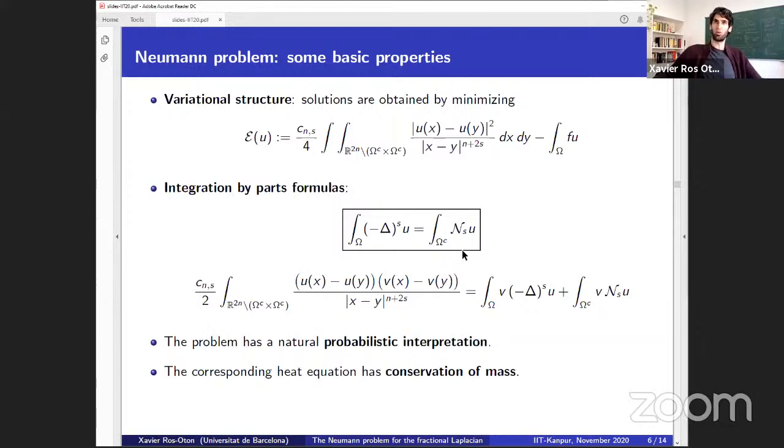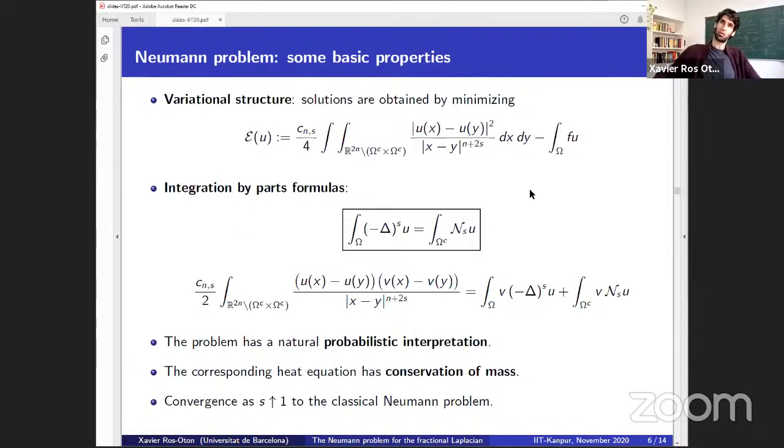Moreover, if you consider the corresponding heat equation, so the parabolic equation for the fractional Laplacian with Neumann boundary conditions, then you get conservation of mass. This is what you expect from a Neumann problem. And if you have the heat equation corresponding to the fractional Laplacian and you want conservation of mass, then you need this kind of identity, and this is only true for this non-local Neumann condition. And then we get convergence also: when s converges to one, you get the classical Neumann problem.